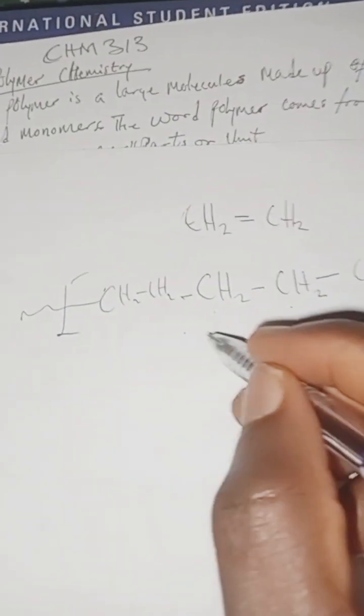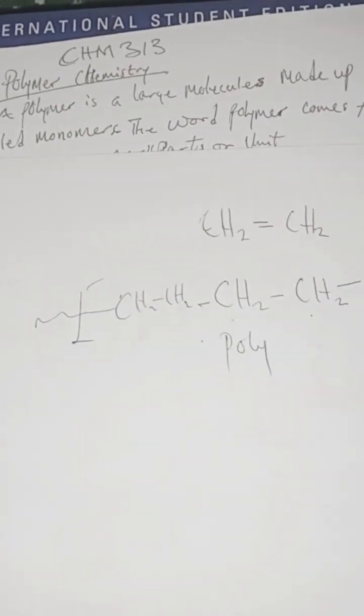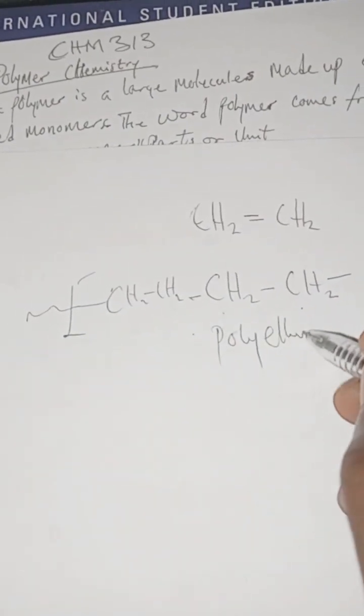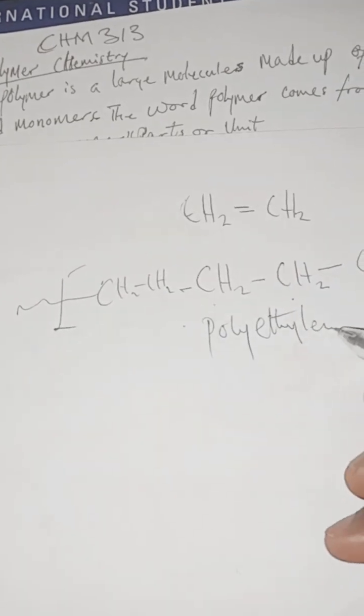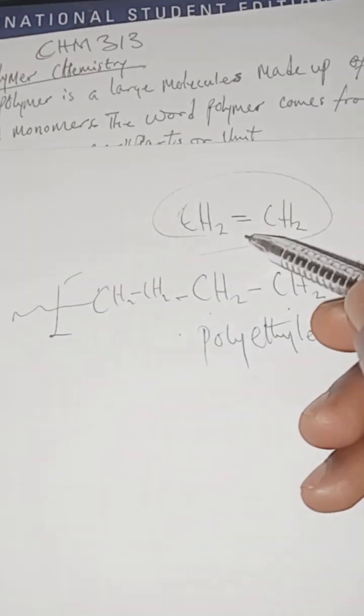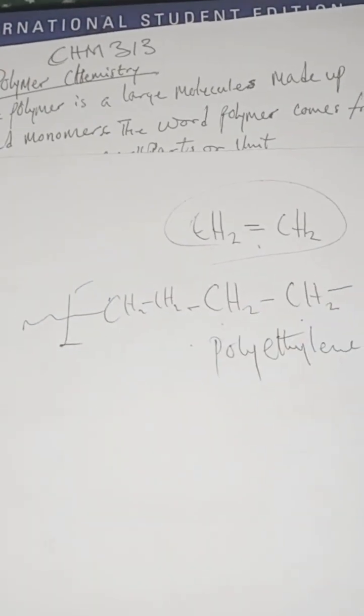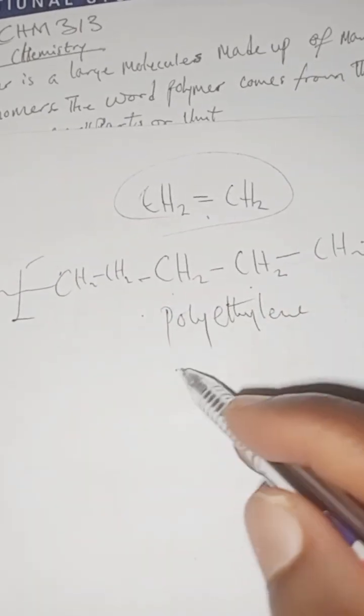So this type of polymer is called polyethylene, because this is the monomer here. The repeating unit is called the monomer. So when it repeats itself many times, we call it polyethylene.